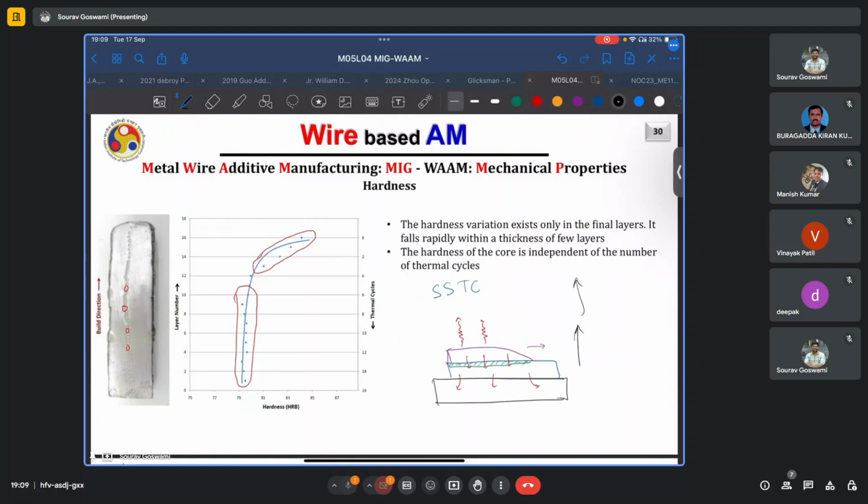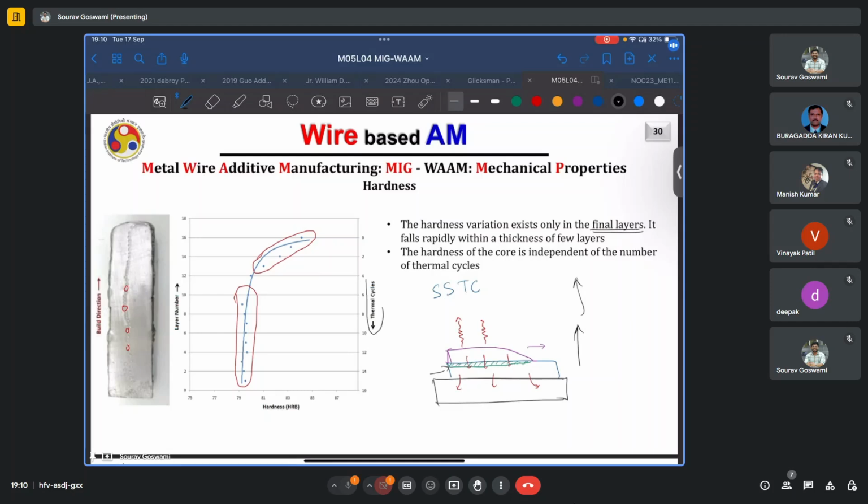and because of this additional exposure to heat and also this additional cycle of melting, the mechanical properties, the microstructure of the part changes, which in turn leads to the change in mechanical properties. This is called thermal cycling, or also solid state thermal cycling if melting does not occur. The hardness of the core is independent of the number of thermal cycles, and the variation exists only in the final layers. That is because these final layers are not really exposed to any thermal cycles.